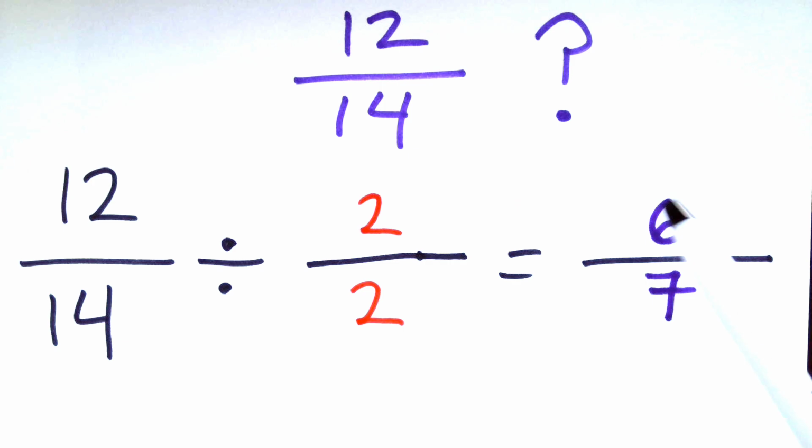12 divided by 2 is 6. Why? Because 2 times 6 equals 12. 14 divided by 2 is 7. Why? 2 times 7 equals 14. So our reduced answer is 6/7.